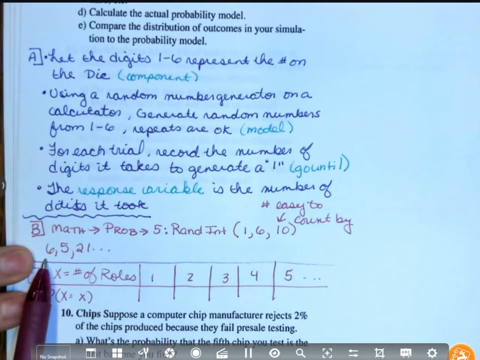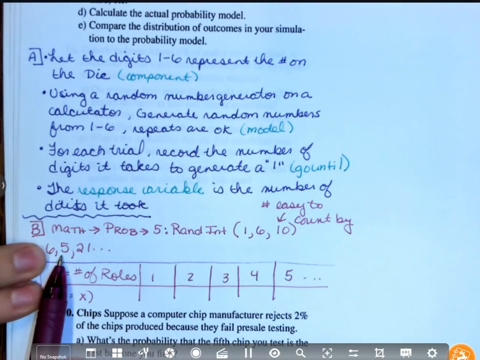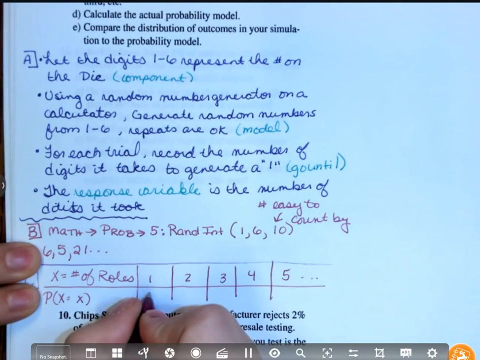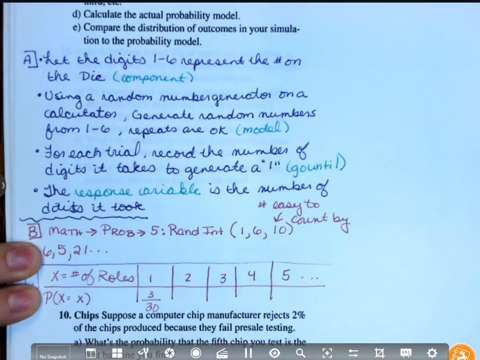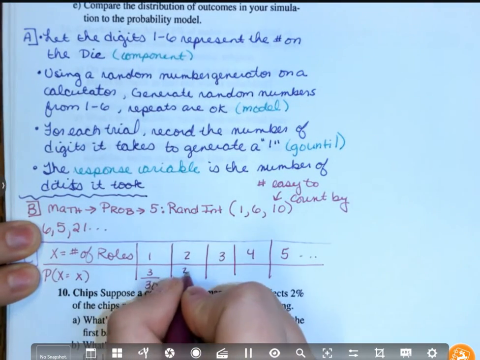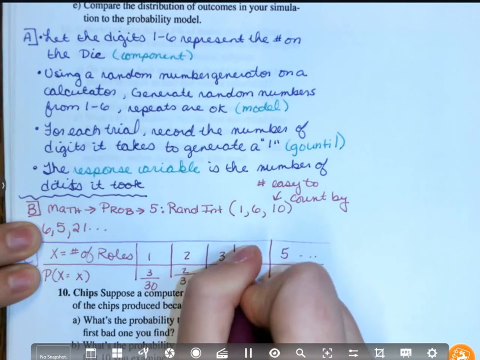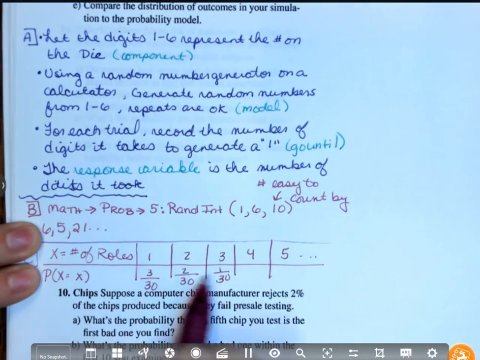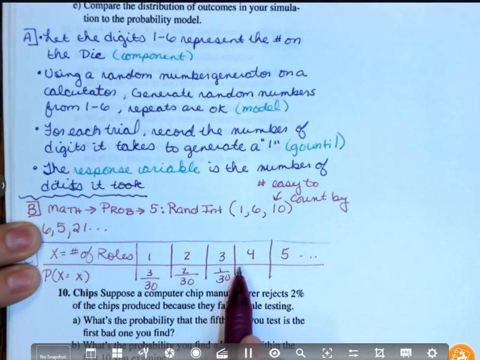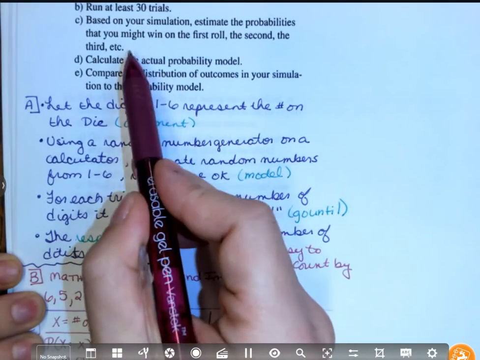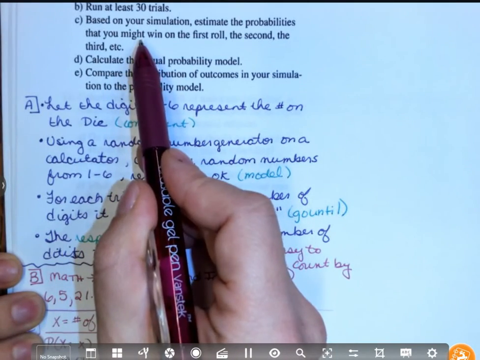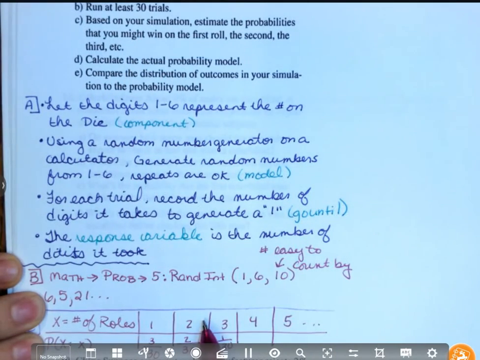For mine, let's just kind of take a guess. If I had 30, let's say I had 3 of those 30 happen on the first roll. Let's say 2 out of 30 happened on the second. I don't know, 1 out of 30. But that's basically what you would do, is you would say, how many did you actually have at each of those stages? Does that make sense? That's because it says, based on your simulation. Based on your simulation, what should you get?